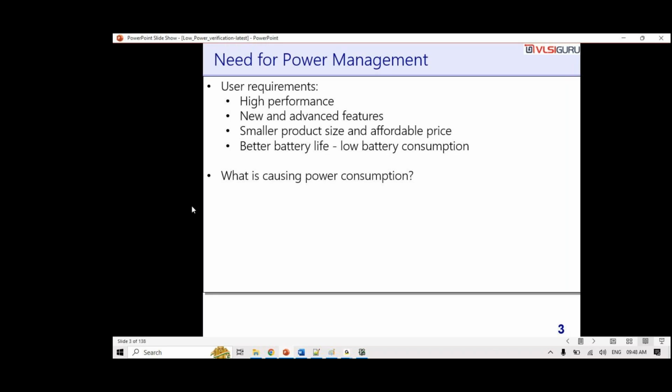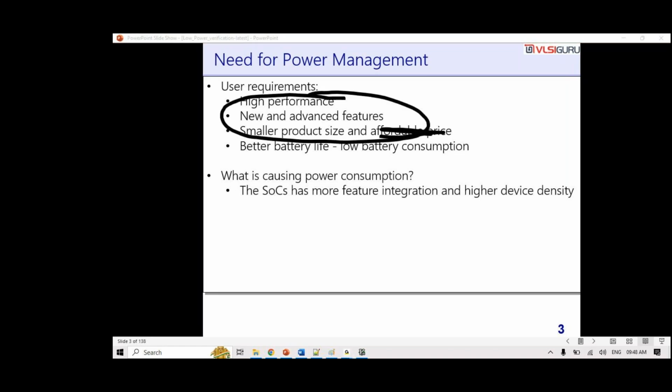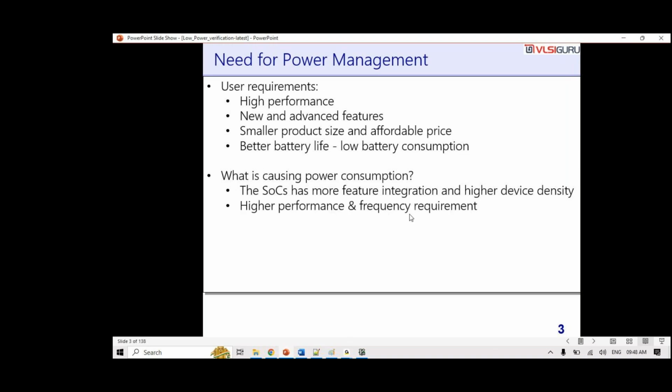So what is causing the power consumption? One is that SoCs have more feature integration and higher device density. That is one thing that is contributing. And as I said, there are three factors which contribute to power consumption: higher performance and frequency requirement, because to get higher performance you need to increase the frequency; shrinking of area; and also, higher performance comes with high voltage.